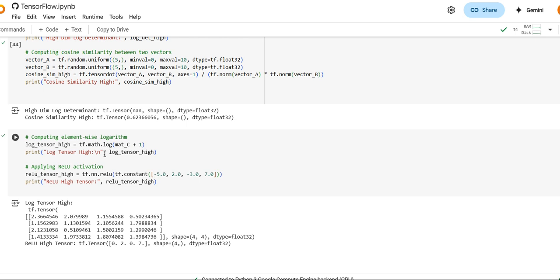So to wrap up, these are the tensor operations we have used TensorFlow to execute. So the various operations like tensor creation, math operations, linear algebra decomposition, and broadcasting in TensorFlow.